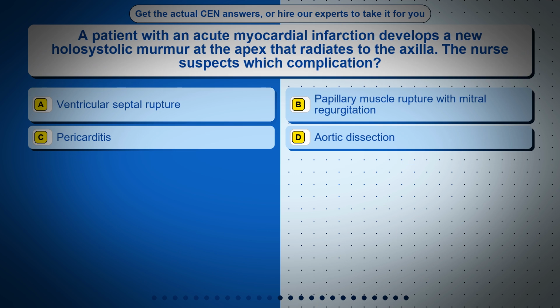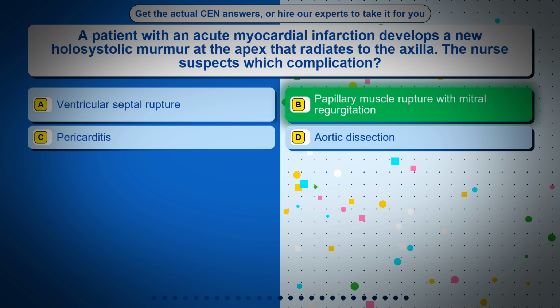Question 12. A patient with an acute myocardial infarction develops a new harsh systolic murmur at the apex that radiates to the axilla. The nurse suspects which complication? Option A, ventricular septal rupture. Option B, papillary muscle rupture with mitral regurgitation. Option C, pericarditis. Option D, aortic dissection. The correct answer is Option B.